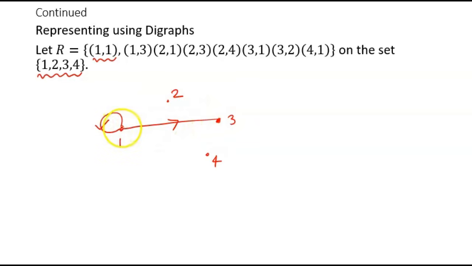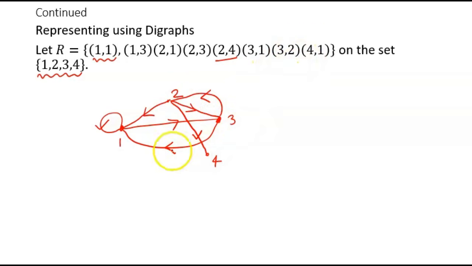Then 2 is related to 1, so I am going to draw a directed edge from 2 to 1, and you look at the arrow, the direction of the arrow, because the 2, 1 is there, so it is pointing from 2 to 1. Now 2, 3 is there, so I need to draw this directed edge because it is pointing from 2 to 3. Now 2, 4 is there, so there will be an edge from 2 to 4, and here this edge looks like this. 3, 1 is there, so I need to draw another edge 3, 1, and it will point in this direction. 3, 2 is there, so I need to draw this edge 3, 2, right?